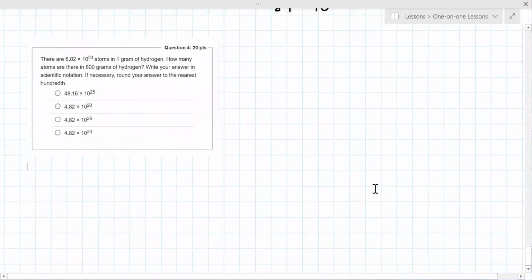There are 6.02 times 10 to the 23rd atoms in 1 gram of hydrogen. How many atoms are there in 800 grams of hydrogen? So you're going to have to multiply 6.02 and 800 together. Times 800. Is that what you said?